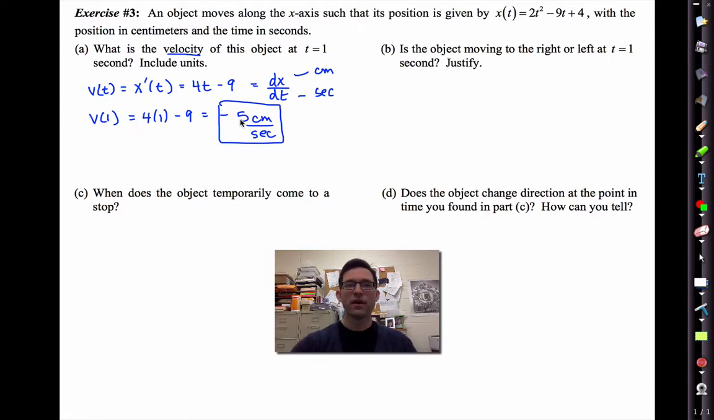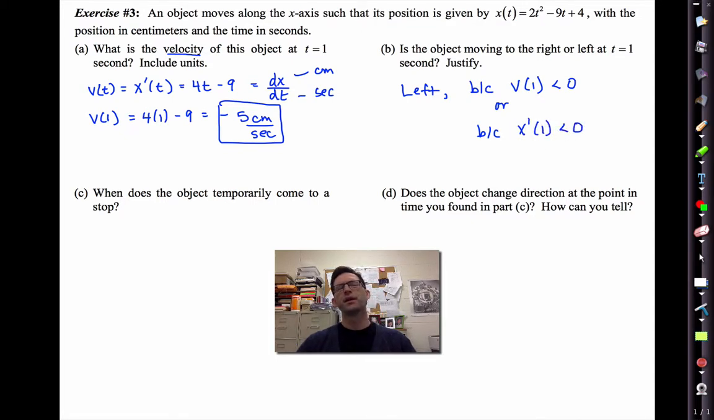Real simple, right? The object's moving to the left. Why? Because v of 1 is less than 0, or because x prime of 1 is less than 0. All right. Letter C. When does the object temporarily come to a stop?